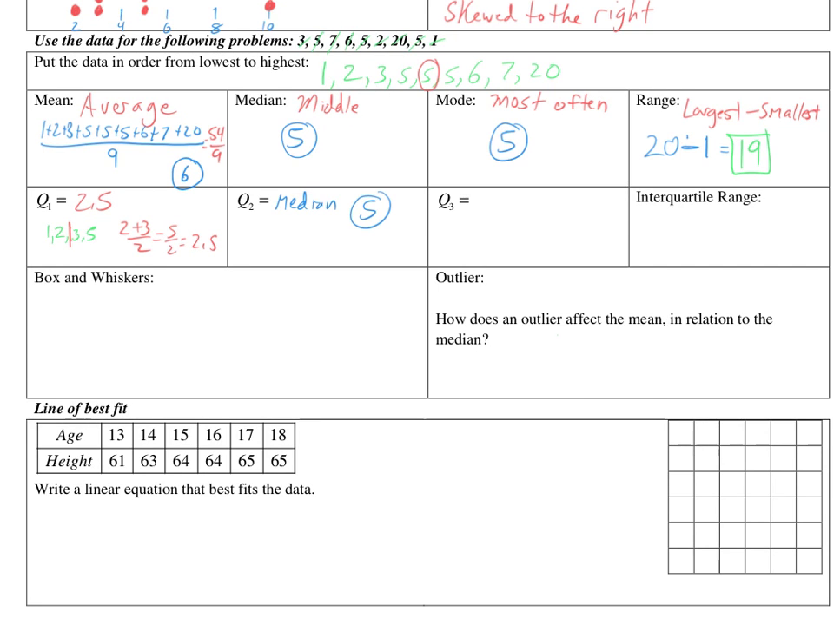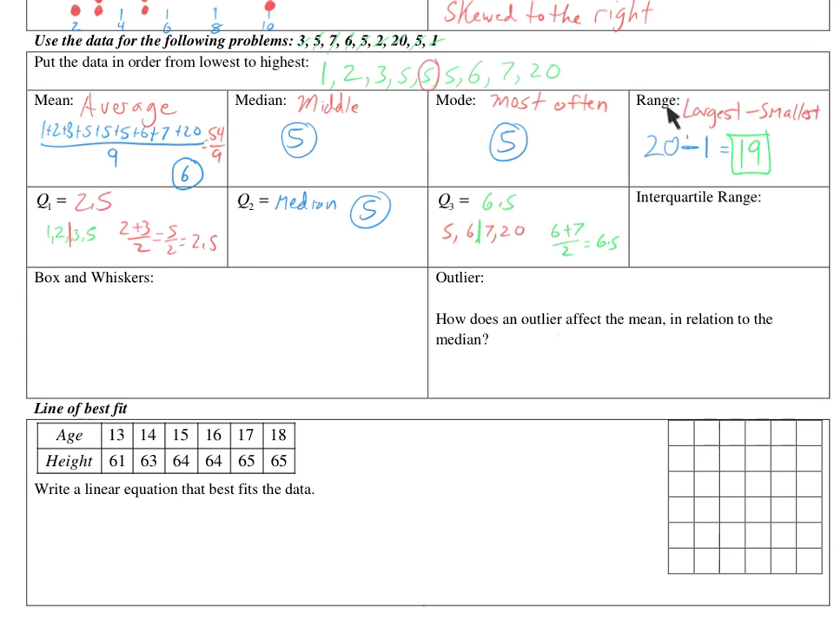What do you think Q3 is? The middle of the right side. So could we also find the middle of the right side? That would be 5, 6, 7, and 20. Can you find the middle of this side? Some of you can just look at that and see it's 6.5. But if you can't, you take 6 plus 7 and average it, which is 6.5. So my Q's are the middle of the data, the middle of the left, and the middle of the right. That's how you find quartiles. They have a reason behind them, but right now we're just finding them.